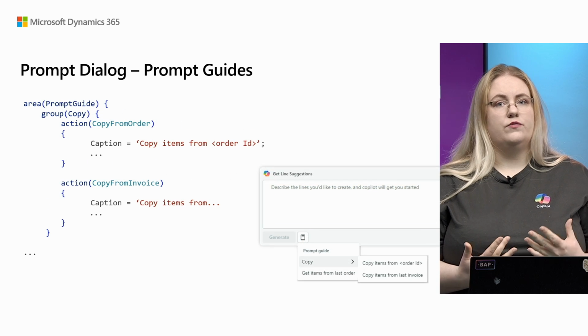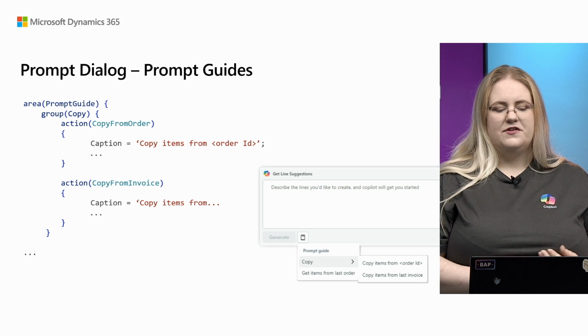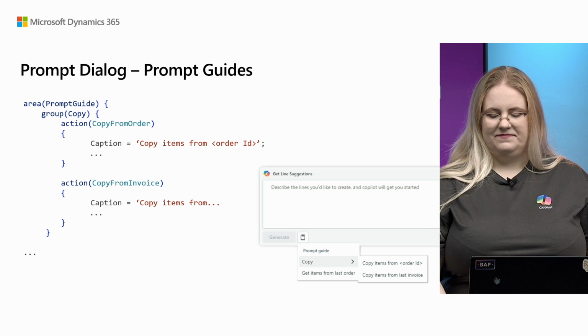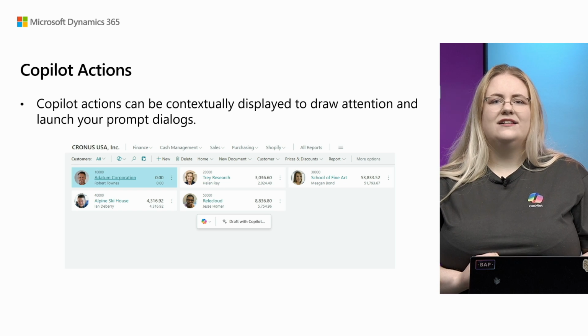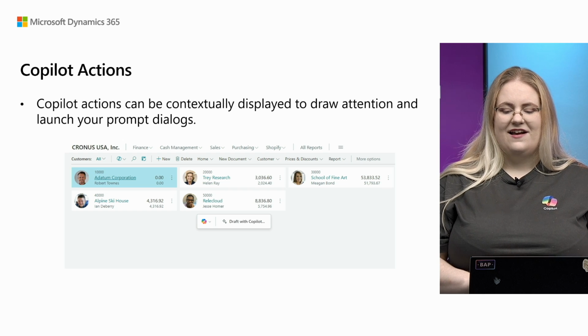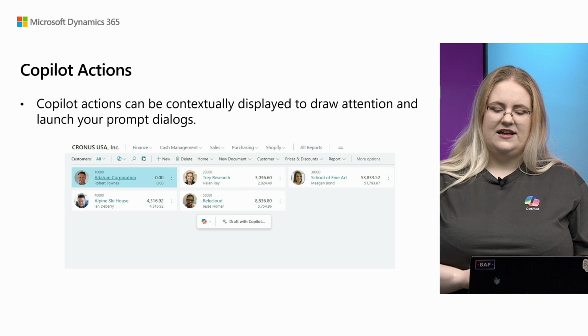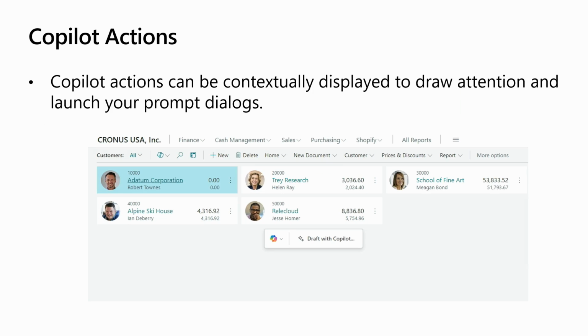What's more, you can group those prompt guides in case you have more than one to help your users. For that, simply create a group inside the prompt guide area on the prompt dialog. Outside of the prompt dialog, we have Copilot actions that can be displayed on the lists, list parts, worksheets, and standard dialogues in order to draw attention and launch your prompt dialogs. As you can see on this screen, they are then displayed on the bottom of the page, all of your Copilot actions on that page, as well as in the menu.